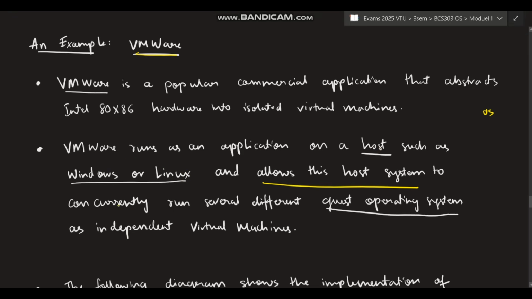This also allows the host system to concurrently run different guest operating systems. Once VMware is installed, we can run Mac on it, we can run another Windows on it, for example Windows XP or Windows Vista. We can run Linux also. If any other system is there, BSD is also another system that we can run. Those are called guest operating systems, and they are independent virtual machines.